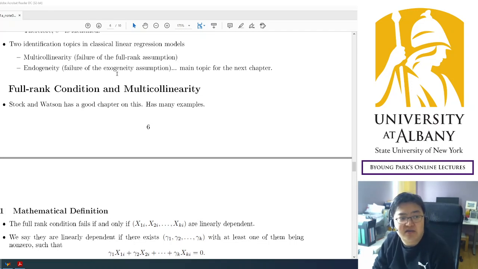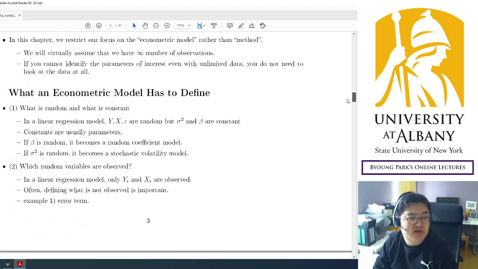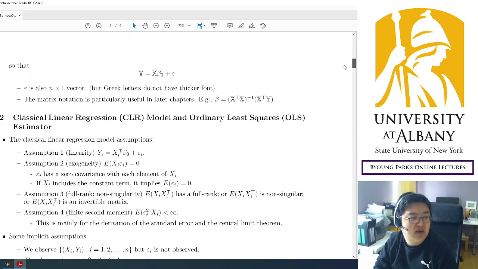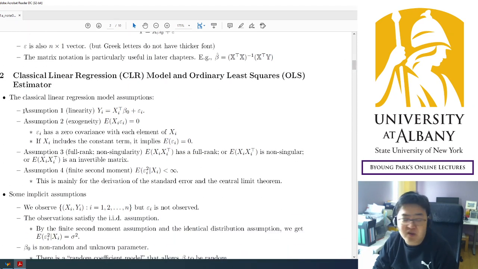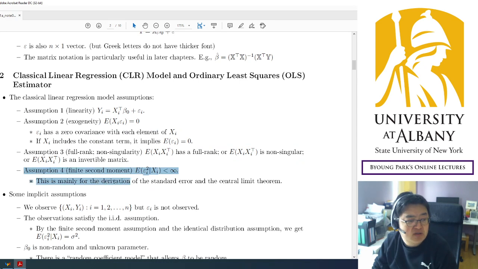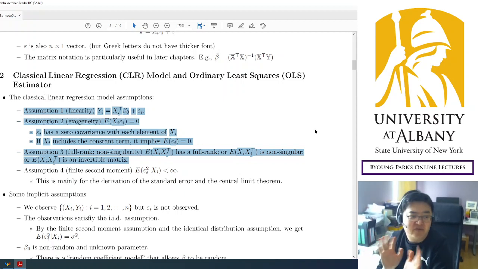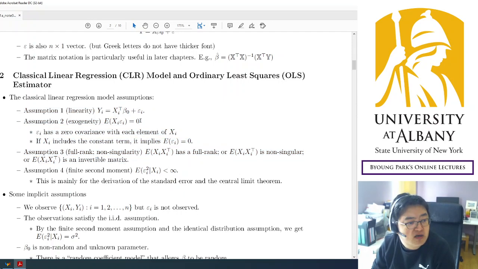So let's go back to the regression assumptions. There were four assumptions. By the way, I updated the lecture notes, so they are a little bit different from what you got last time. These are four assumptions, and we did not use number four. So we needed three assumptions to identify the linear regression model. Of course, there are a few other implicit assumptions, but they are too basic, so we are not going to consider them as an assumption.